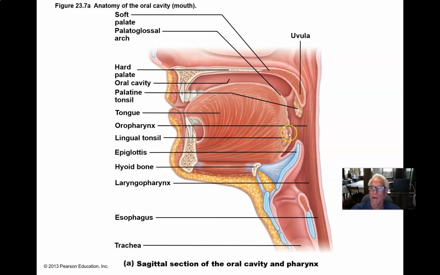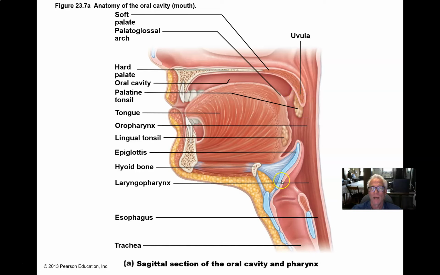Just to remind you, we have some tonsils in here. Here is the palatine tonsil attached to the soft palate in the wall of the pharynx. We have the lingual tonsil attached to the posterior of the tongue, base of the tongue. We have learned in the past that there's a pharyngeal tonsil here, posterior to the nasal cavity, and so those are the tonsils that help alert the immune system to what's coming in.